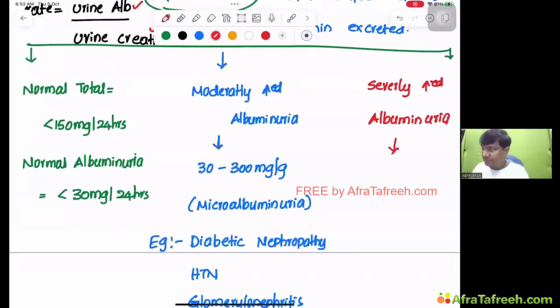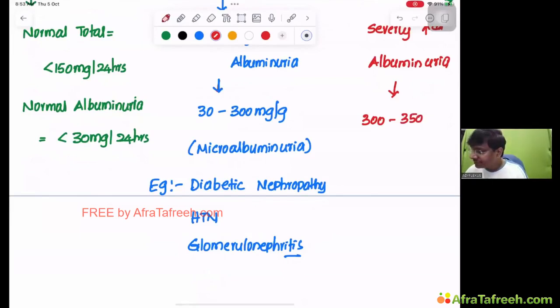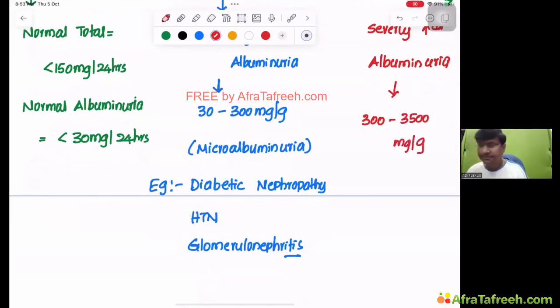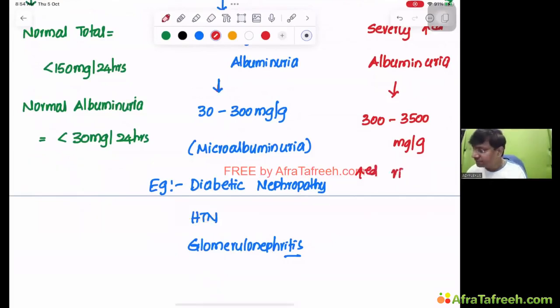Then when do you call severely increased albuminuria? Severely increased albuminuria, that is albumin excretion rate, is around 300 to 3,500 milligrams per gram. That is the albumin excretion rate in severely increased albuminuria. And one point you should remember is that in severely increased albuminuria, these patients are at increased risk of cardiovascular mortality.